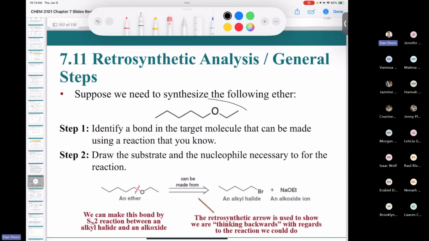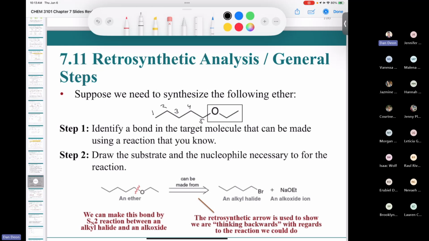Let's say I asked you to make this ether. Well, the only way you could make this is via an SN2 from an alkoxide like ethoxide and then the alkyl halide. So you'd need a 1, 2, 3, 4, 5 carbon alkyl halide. You see that here: pentyl bromide, or 1-bromopentane, and sodium ethoxide. You put those together, you're going to get an SN2.